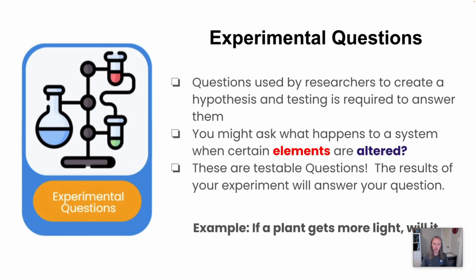So a good example here is, if a plant gets more light, that's sort of the first part. So what we're changing, will it grow taller? And so we could set up an experiment where we have different plants that are exposed to different amounts of light, and then we're going to see, do they grow taller? And we could measure that with a ruler.